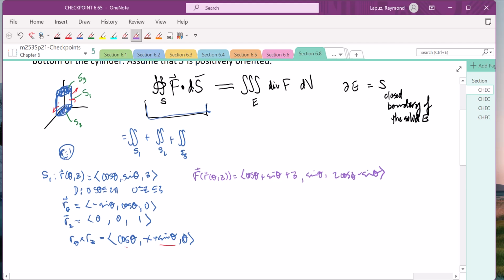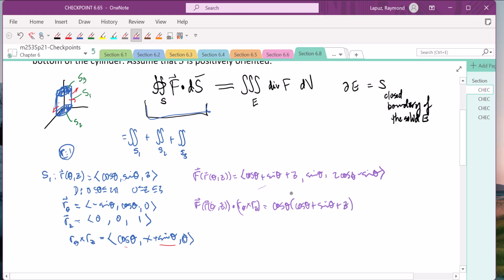So that is our f vector. We will need to dot it with this. So f of r of theta z dotted with r theta cross rz. So the first component will tack on a cosine. So that's cosine theta, and then let's just rewrite everything over and figure out how to simplify afterwards.